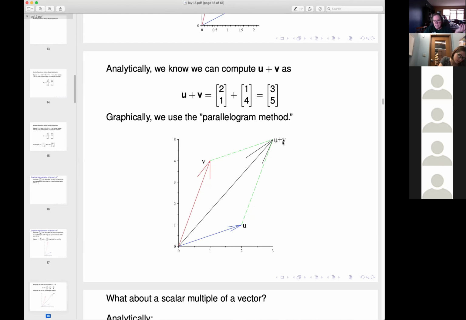Okay, so that's why it's called the parallelogram method. You draw that, you complete that parallelogram, and then the diagonal across that is the sum of the two vectors. All right, so keep that in mind.